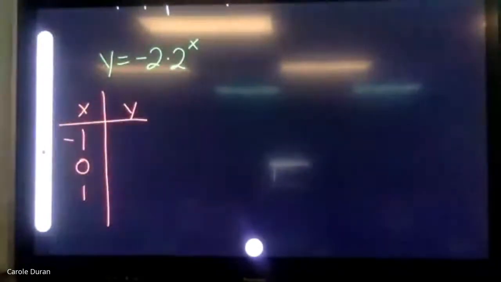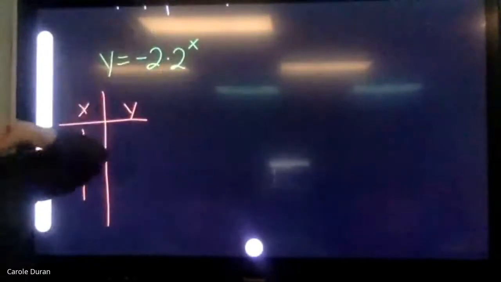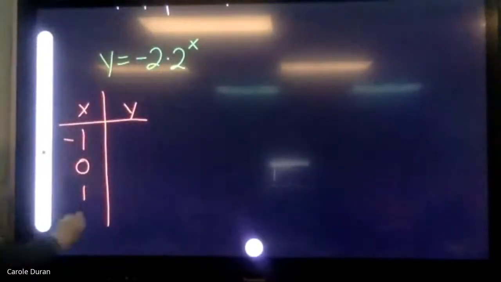-2 or +2, sorry. Why +2? Because it's not a fraction. It's not a fraction, which means it's a growth function. So as I go to the right, it's going to continue to grow or get higher y values. So +2 is a perfectly respectable number to go ahead and plug in.